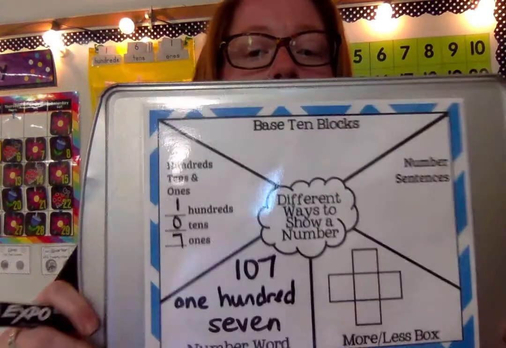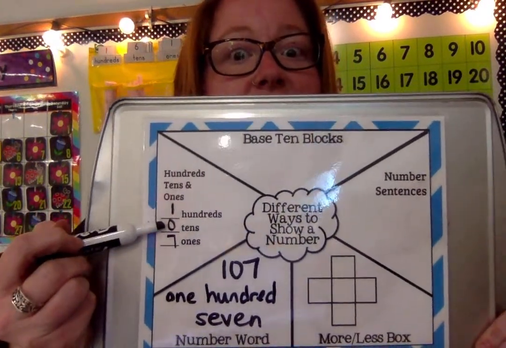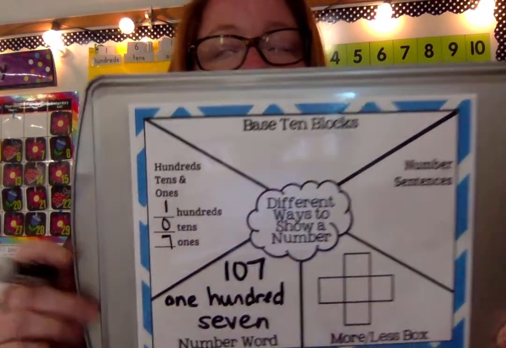107. About what our place value tells us. How many hundreds? How many tens? How many ones? Did you say there was 100? 0 tens? 7 ones?